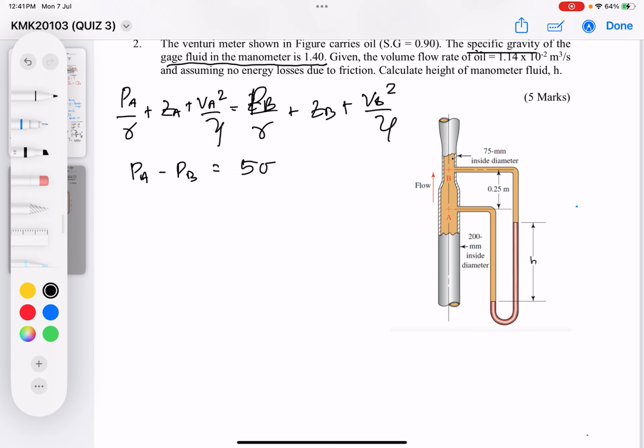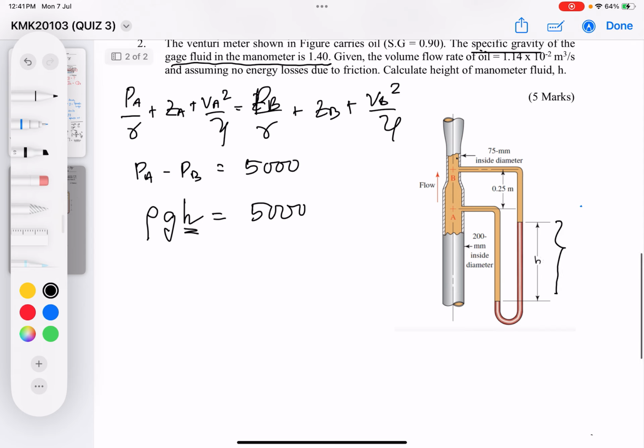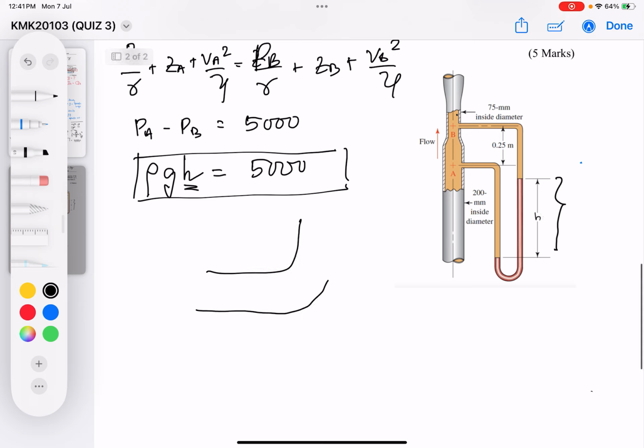Let's say they get the value of 5,000. Once he got PA minus PB equal to 5,000, then they said that rho multiplied by g multiplied by H equals 5,000. The H over here is the height difference between this point. Because he still remembered that during the lab session, to find the pressure difference, we apply rho multiplied by g multiplied by H, for example for the pitot tube in experiment number 5. So they are saying that the pressure difference between point A and point B equals rho multiplied by g multiplied by H.